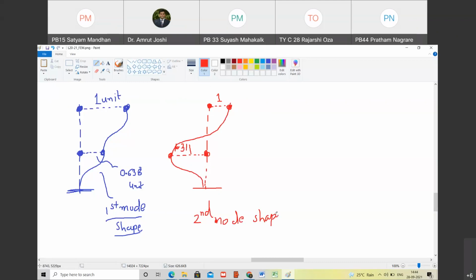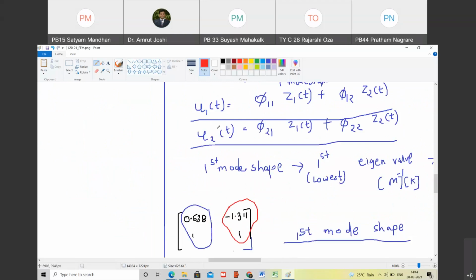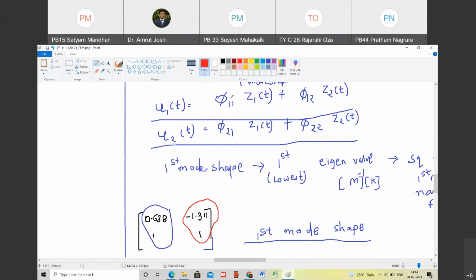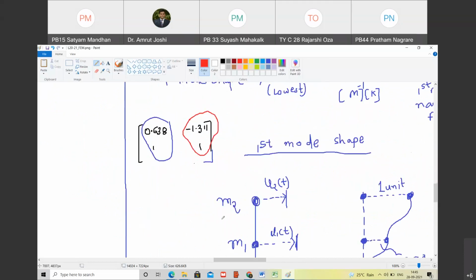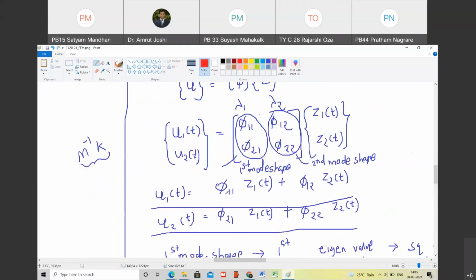Now, why is it so important to define the mode shapes? It will be clear if you just look at the expressions of u1 of t and u2 of t. जरा देखो u1 of t में z1 of t को जो pre multiplying factor है, that is which factor? φ11. φ11 is 0.638. Do you agree with me? Yes, sir. So therefore, these factors φ11, φ12 are called as modal combination factors or modal participation factors. Are you with me? Yes, sir.